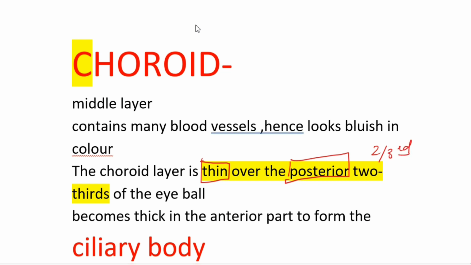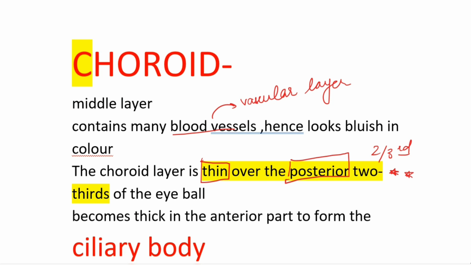The choroid layer is thin over its posterior two-thirds, and the remaining one-third, the anterior part, is thick, and this thick part of the anterior region is called the ciliary body. So I repeat, the choroid layer is differentiated into the posterior region and the anterior region. The posterior two-thirds is thin, and the anterior is thick, forming the ciliary body.